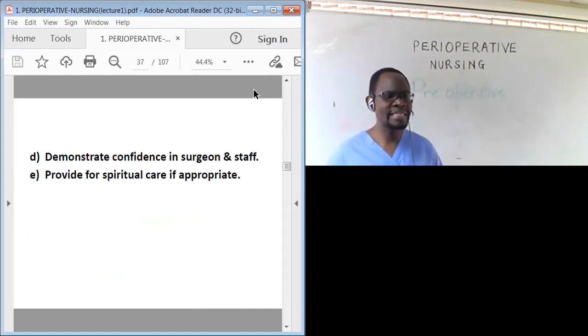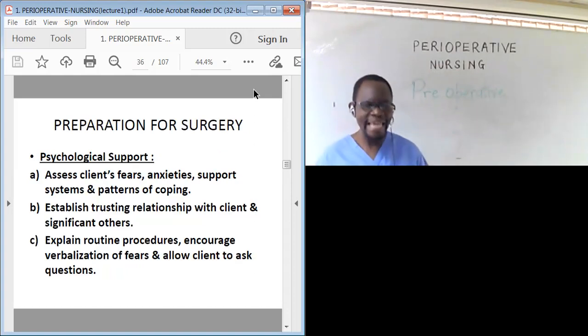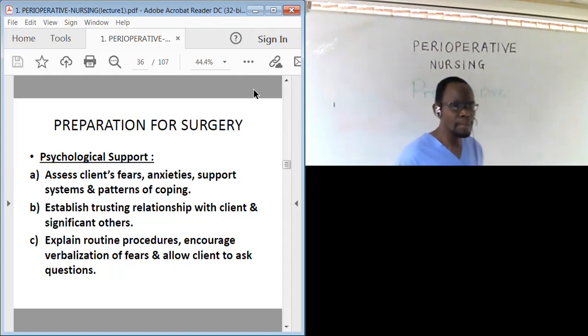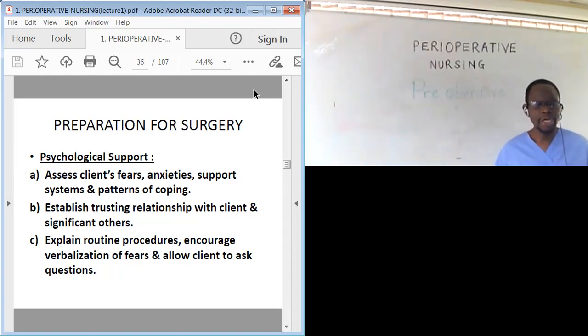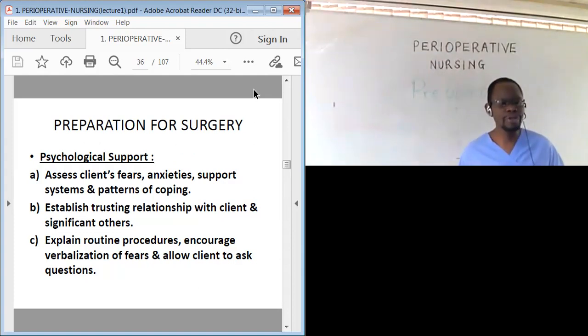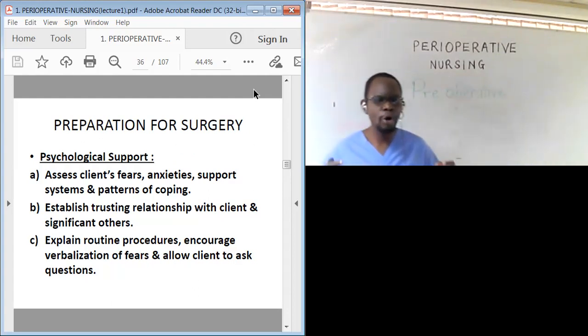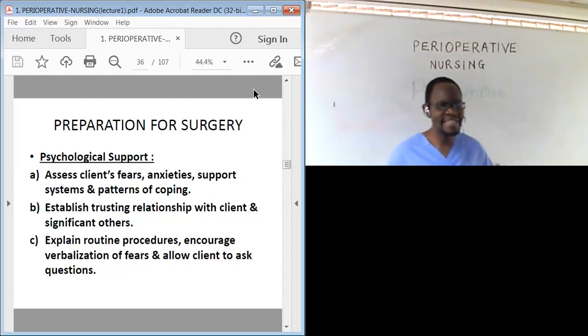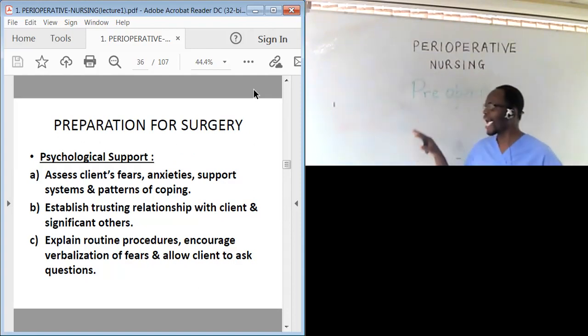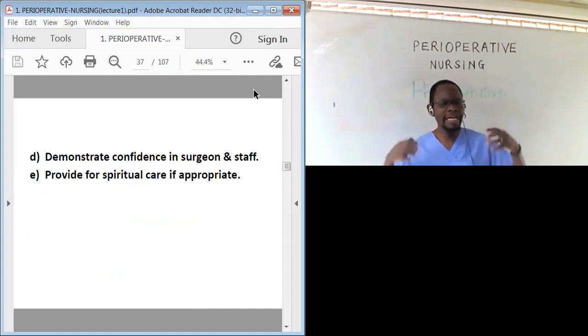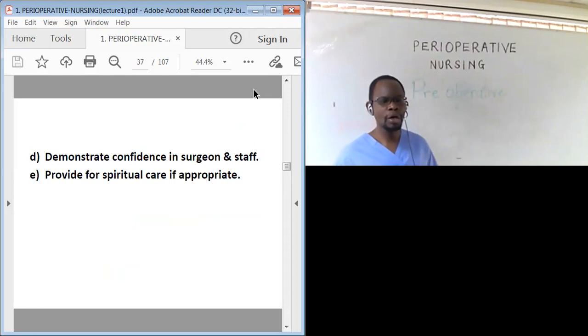Also demonstrate confidence in the surgeon and staff. As you talk to the client or the patient, please make sure that you instill confidence that the surgeons and the staff really know exactly what they are going to do. Please instill confidence in the surgeon and the staff who are going to work on the patient.